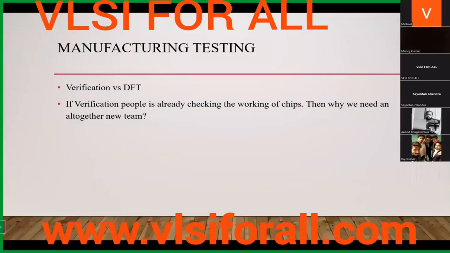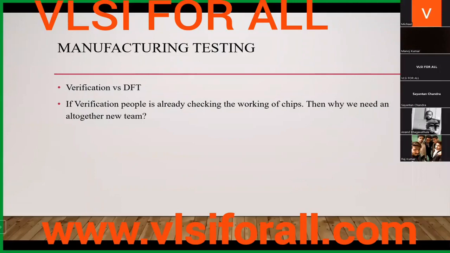Sir, actually the verification team just verifies the functionality. Whatever code the RTL team writes, based on the functionality, they will check whether that functionality is working or not. That is the function of design verification.